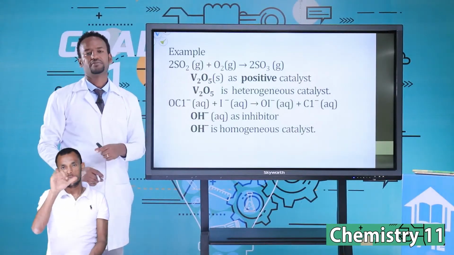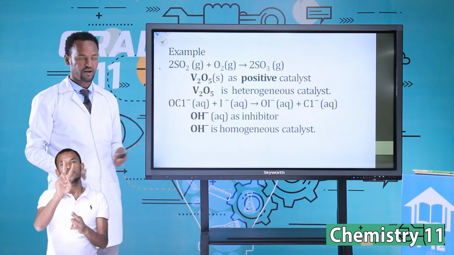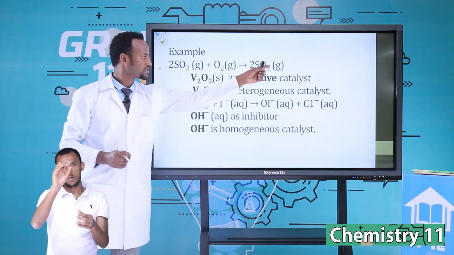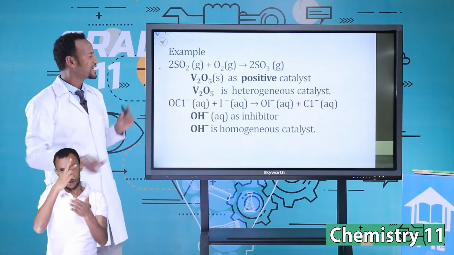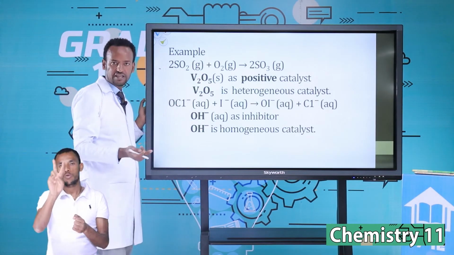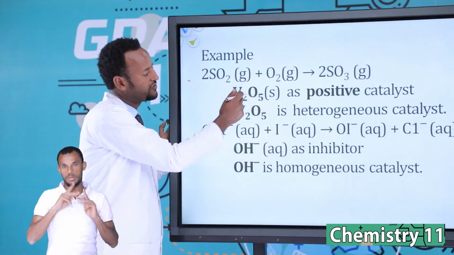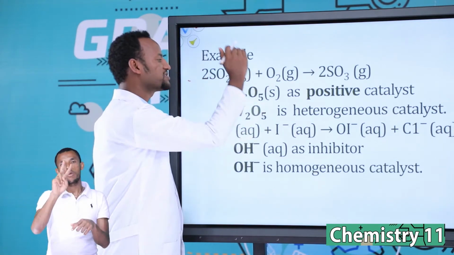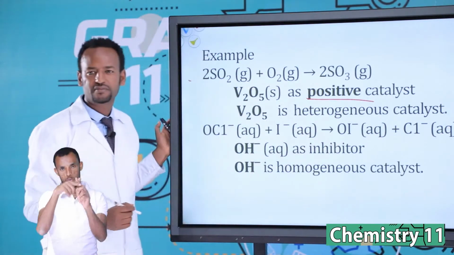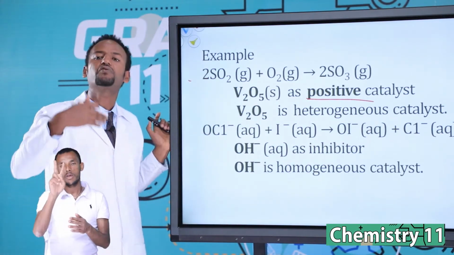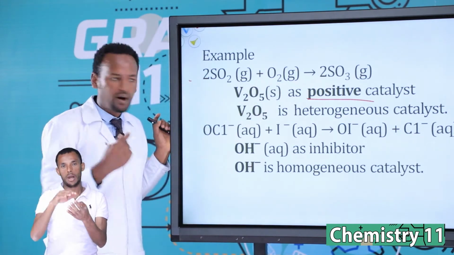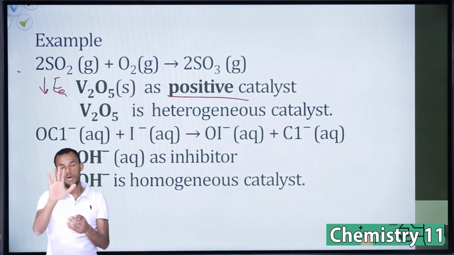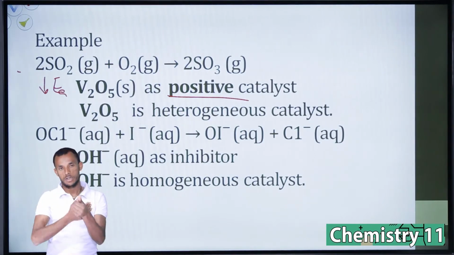Look at this reaction: 2SO2, or sulfur dioxide gas, plus oxygen gas gives sulfur trioxide, or 2SO3 gas. In this case, the catalyst that can be used is V2O5, vanadium pentoxide. The physical state of vanadium pentoxide is solid. Therefore, V2O5 can be used as a catalyst. This is a positive catalyst. What is the purpose of V2O5? The purpose of V2O5 is to speed up the chemical reaction by lowering EA, the activation energy level.